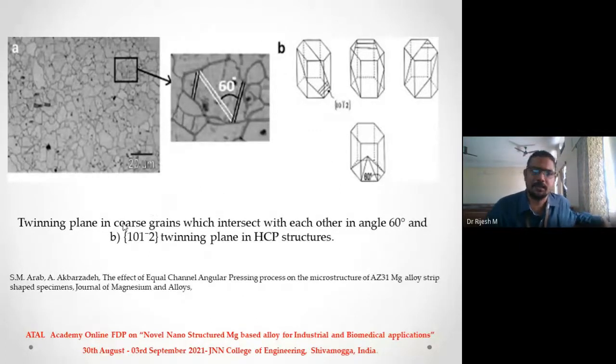This is basically twinning. The parallel lines that you see here are twins. Twinning planes in a coarse grain intersect with each other at an angle of 60 degrees, and 101 bar 2 is a twinning plane in the HCP structure. So it's quite possible that you get a combination of twins, so twinning as well as slipping, when you undergo plastic deformation, which you rarely see in an FCC metal like aluminum. So whenever you see a twin band, you need to understand that plastic deformation was tough. I have given a huge amount of stress for plastic deformation.